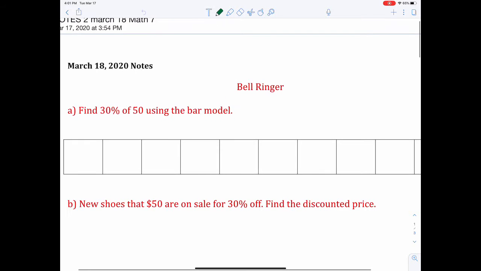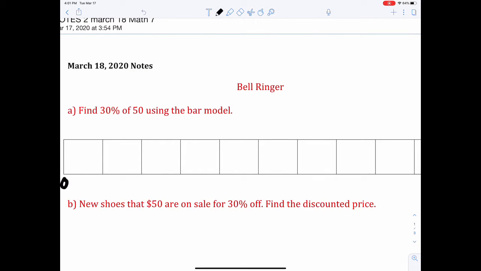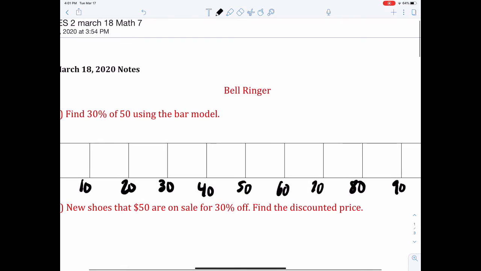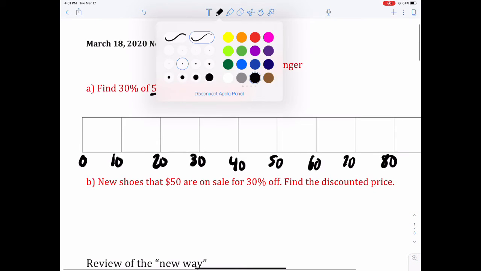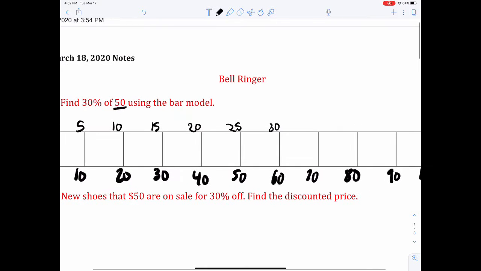Okay, so find 30% of 50 using the bar model. This is a throwback from a while ago, but here we go. We got 0, 10, 20, 30, 40, 50, 60, 70, 80, 90, 100, and then out of 50, so 50 here, and each 10% block will be 5. So you're writing this in your notes.